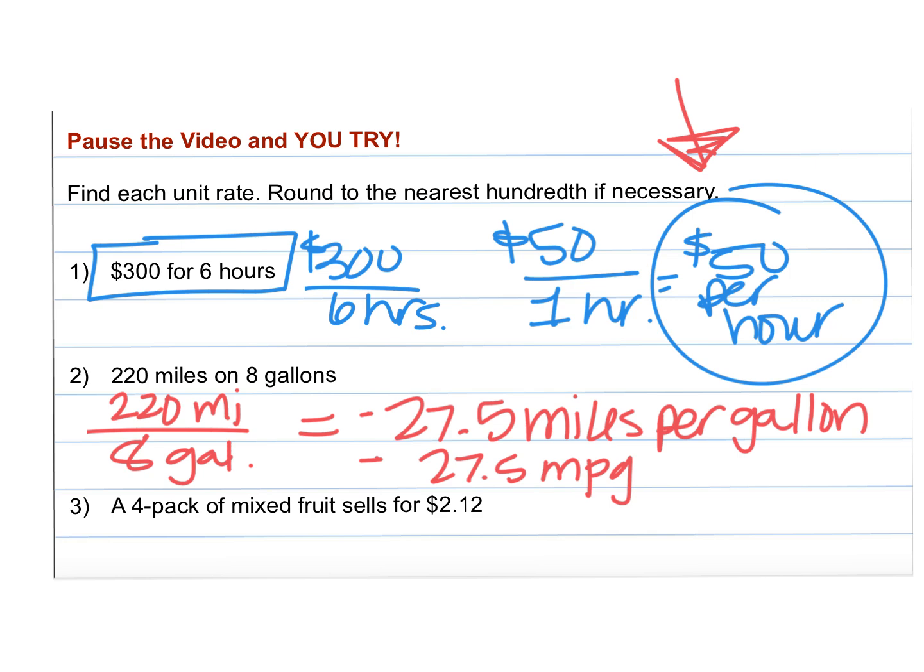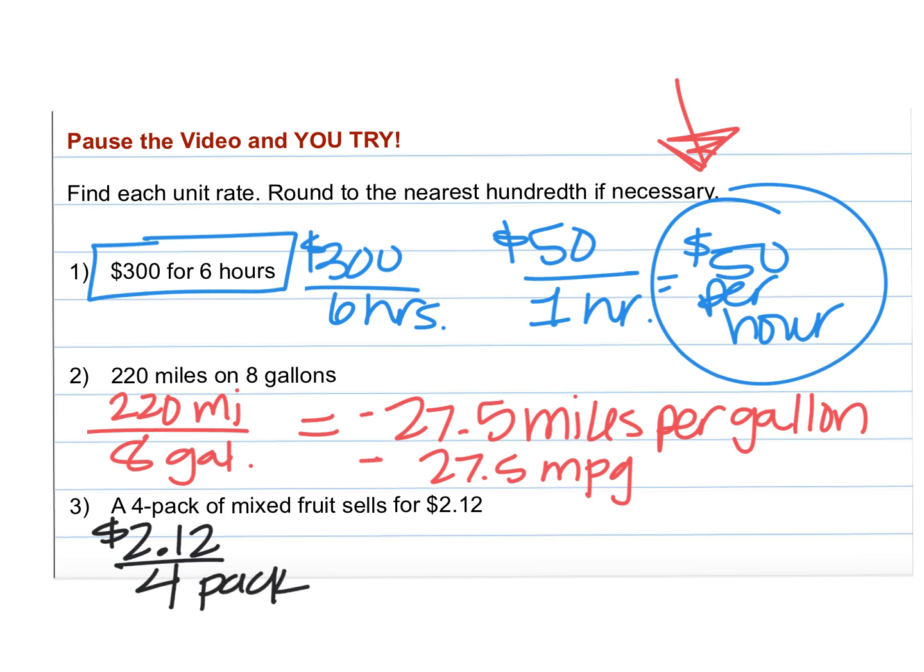And then a 4-pack of mixed fruit sells for $2.12. So not always is it going to be the first number divided by the second number. We want to do money, so the rate is $2.12 for a 4-pack.